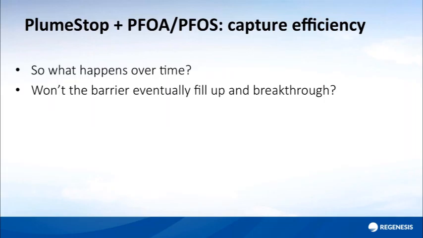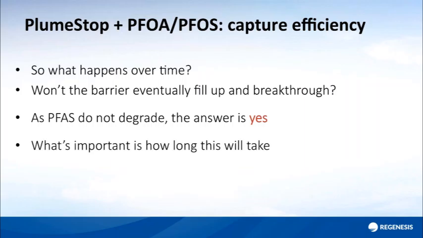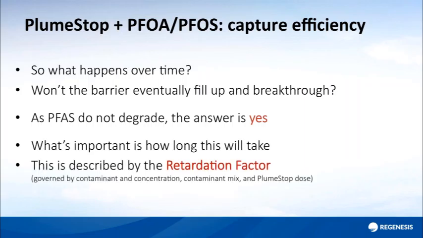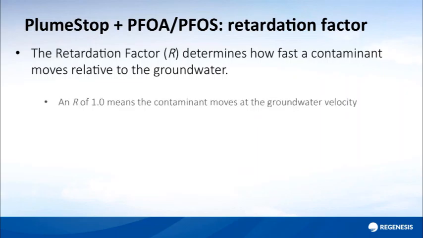To give an indication of what this means, the retardation factor in modeling terms determines how fast a contaminant will move relative to the groundwater that's moving. So a retardation factor of 1 means the contaminant moves at the same rate as the groundwater. A retardation factor of 2 means the contaminant moves at half of the groundwater velocity. A retardation factor of 10 means the contaminant moves at a tenth of the groundwater velocity. For most VOCs in natural soils, a retardation factor somewhere in the range of 1 to 3 would not be unusual.